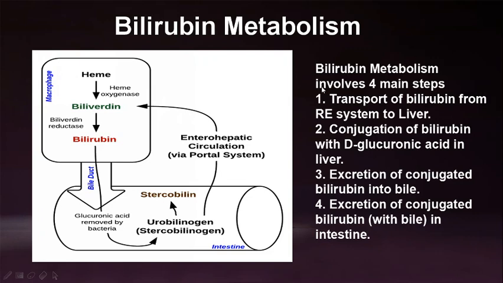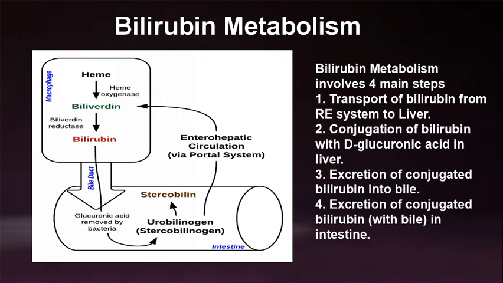Bilirubin metabolism occurs in the liver, and it involves four major steps. The first step is transport of bilirubin from the reticuloendothelial system to the liver. The second step is conjugation of bilirubin with D-glucuronic acid in the liver. The third step is excretion of this conjugated bilirubin into bile. And the fourth stage is secretion, that is, the excretion of conjugated bilirubin with the bile into the intestine, and further degradation takes place there.